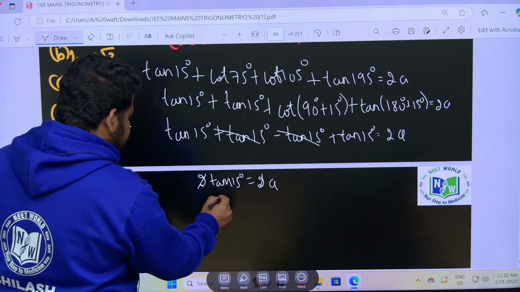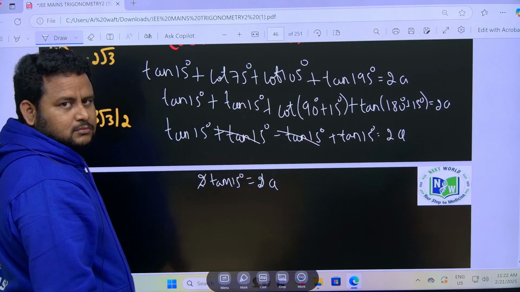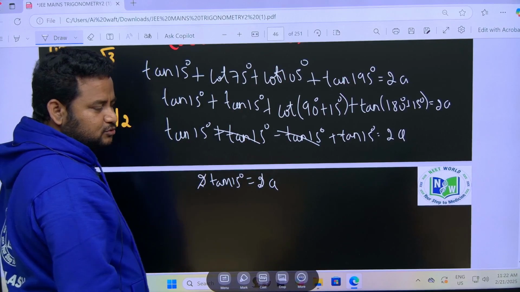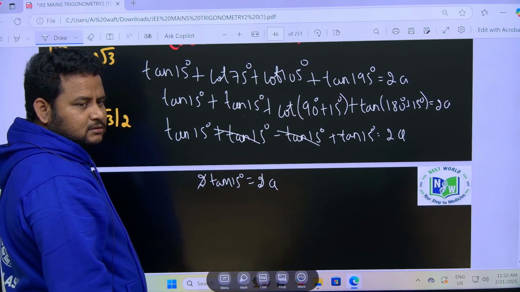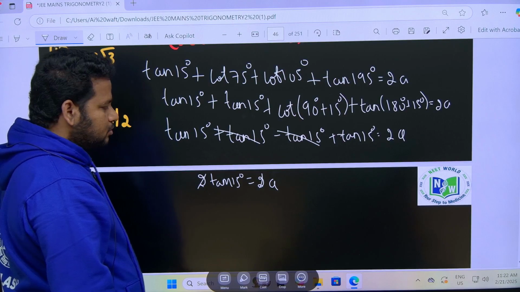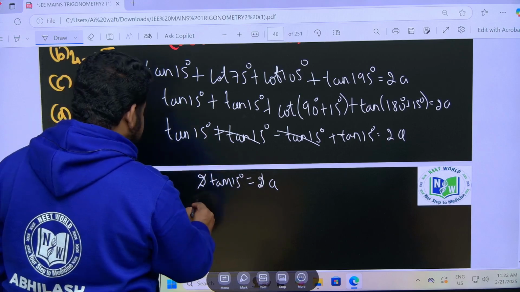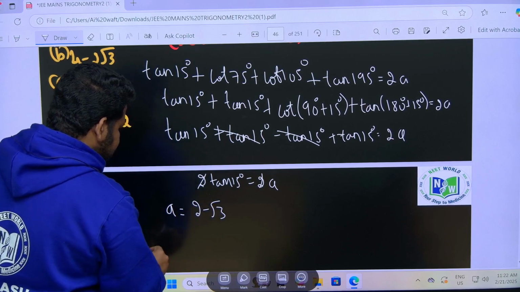But we know that tan 15 degree, you should know. These values are very important values. You should know sin 15, tan 15, sin 18, cos 72, cos 18, sin 72, all these things. So tan 15 degree is what? 2 minus root 3. That is a. The value of a is 2 minus root 3.